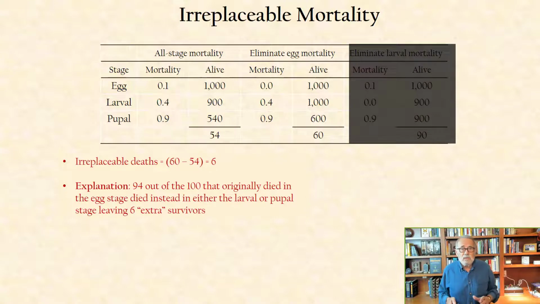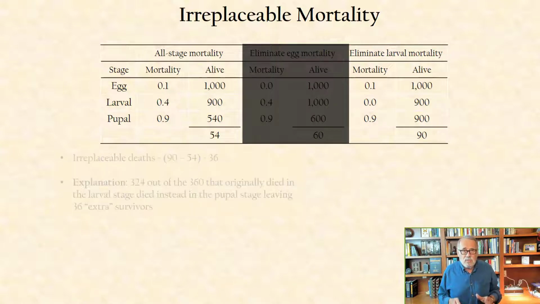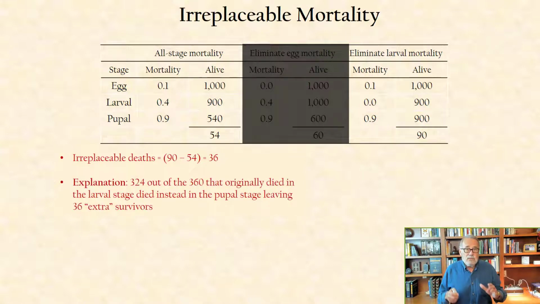This outcome can be contrasted with the outcome when larval mortality is eliminated, in which case irreplaceable deaths equal 36. The explanation here is that the 324 out of the 360 individuals that originally died in the larval stage died instead in the pupal stage, leaving 36 extra survivors.